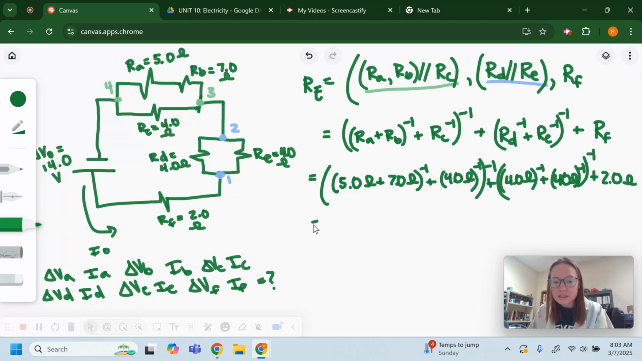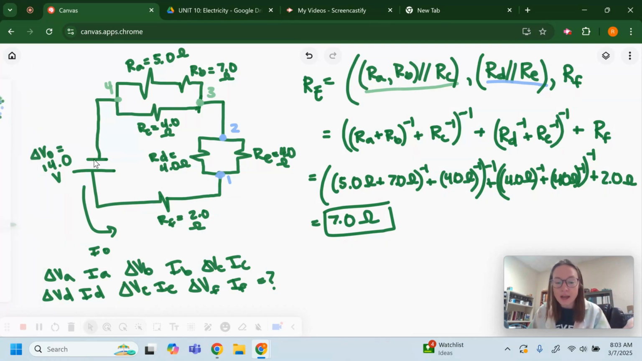You can plug that into your calculator, and when you do, you should get a number like 7.0 ohms. And that is the total resistance of our circuit. Now, this is going to allow us to unlock all kinds of things. The first thing that I always do is find R_E. Almost always the second thing that I do is find I_0 or ΔV_0, whichever one I don't have.